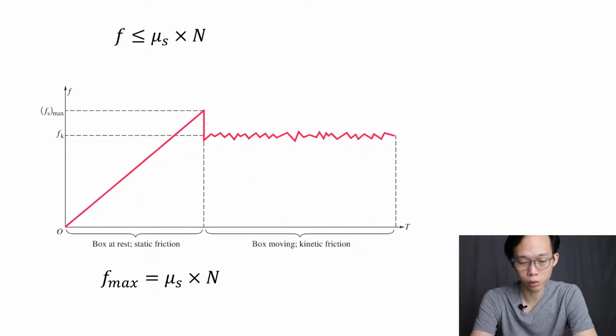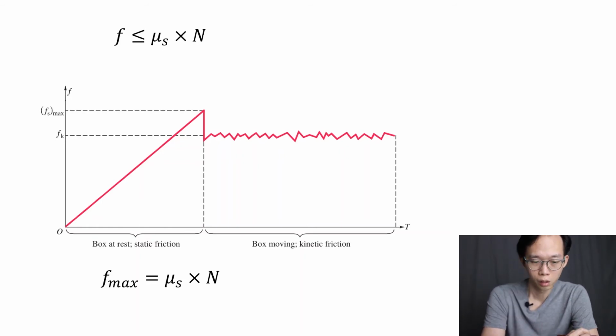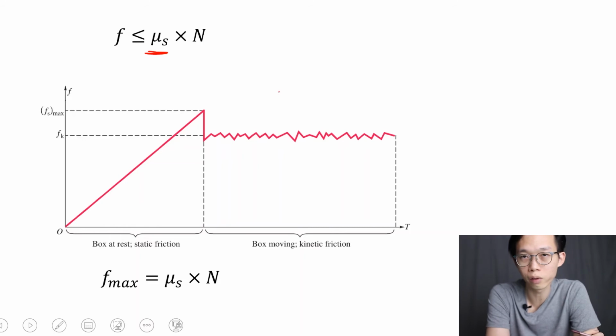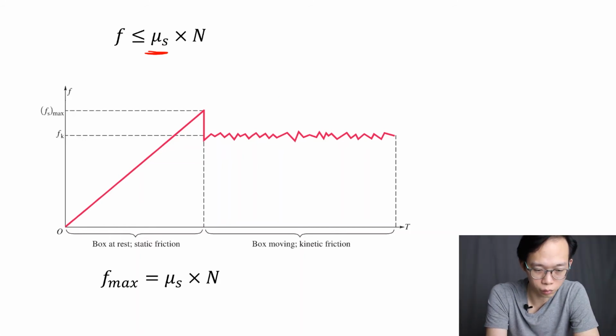Right, so we've seen the demonstration, and from the demonstration we ended off by saying that the amount of weight that the box has seems to have an effect on the maximum amount of friction, right? Well, it turns out that it is not exactly the weight, but rather the normal contact force between the two surfaces that will affect the maximum amount of friction. So what we have here is controlled by a constant known as the coefficient of static friction.